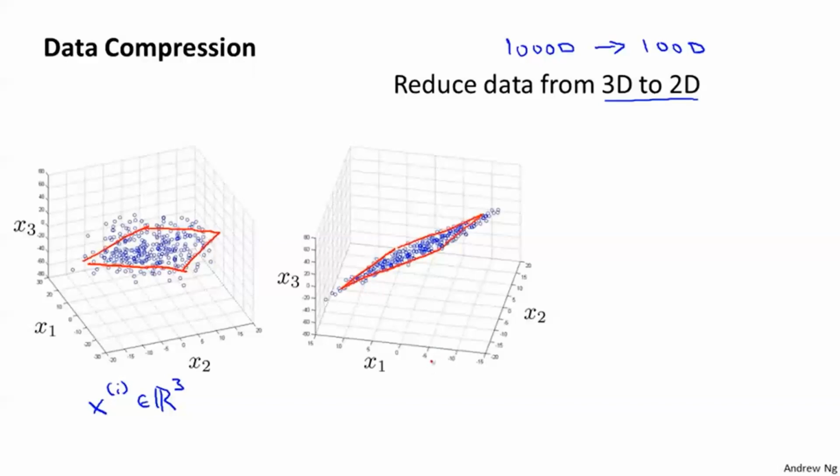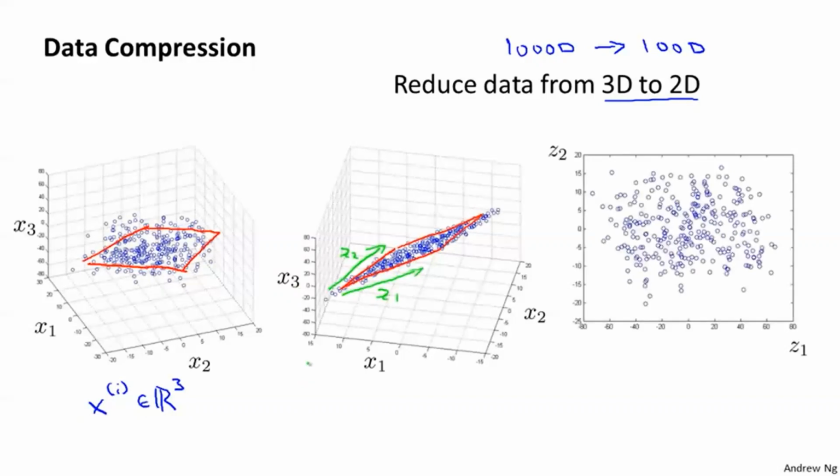Now, finally, in order to specify the location of a point within a plane, we need two numbers, right? We need to maybe specify the location of a point along this axis and then also specify its location along that axis. So we need two numbers, maybe called Z1 and Z2, to specify the location of a point within a plane. And so what that means is that we can now represent each training example using two numbers that I've drawn here, Z1 and Z2. So our data can be represented using vectors Z, which are in R2.